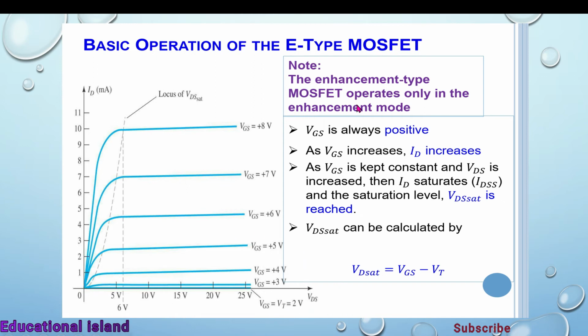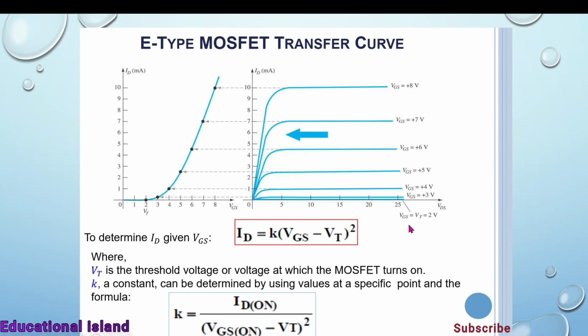The enhancement type MOSFET operates only in enhancement mode. We can say that when the value of VGS is positive, then as VGS increases, the value of drain current increases. As we keep increasing the value of VGS, the current saturates. We can see that the device saturates here at VGS equal to positive 8 volt, and the value of current is 10 milliampere. We can calculate the value of saturation voltage through this formula, which is equal to VGS minus threshold voltage. And these are the transfer curves of the device.